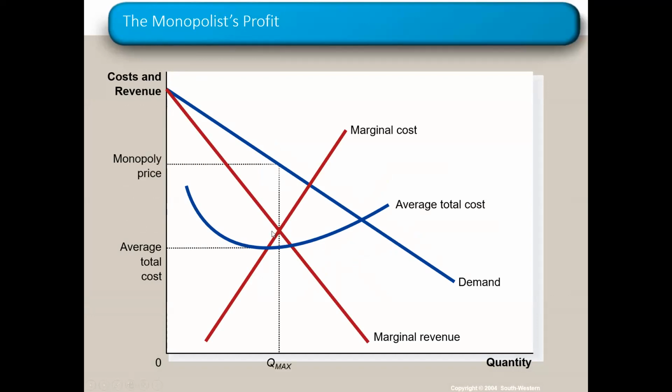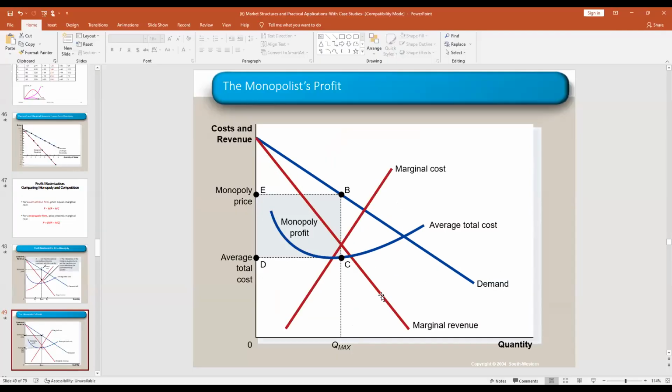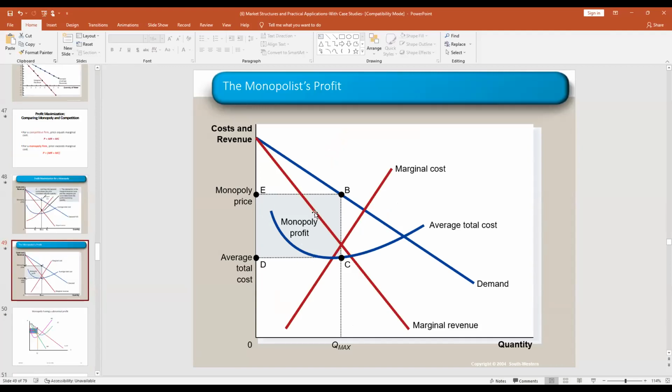Now we can go like this. MC equal to MR is here. Find the price, then find the quantity. This is average cost. Then this area we can call the monopoly profit. Monopoly profit is much higher than the profit in a competitive market, because the price is not given.